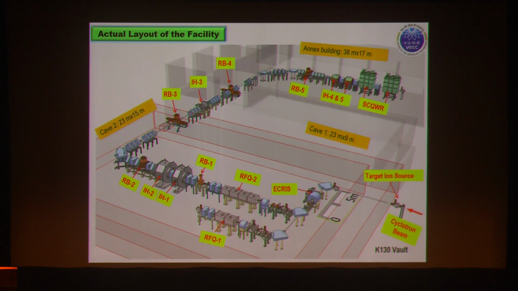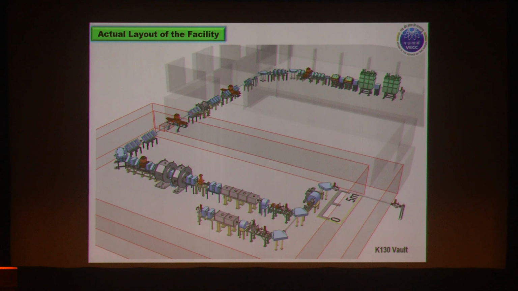This is the three-dimensional figure of the whole layout. You can see this is the cyclotron beam. And then this is the ion source, RF cube, rebuncher. These are the different linacs. Finally, superconducting quarter-wave resonators.